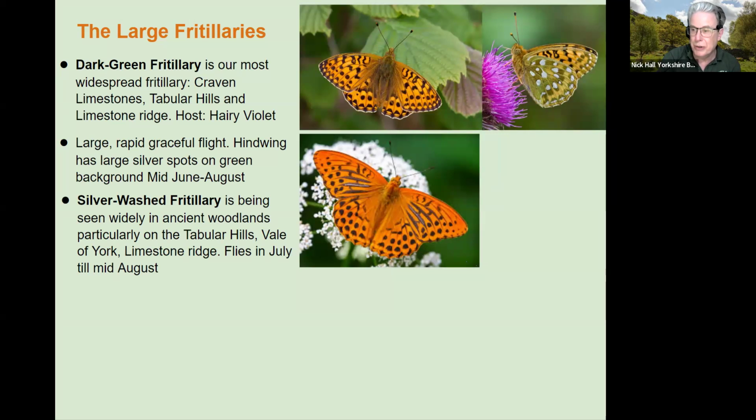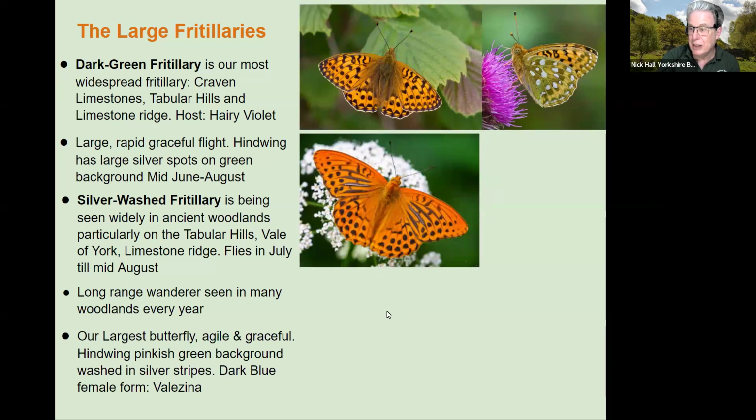I first arrived in Yorkshire about 2018 and bred up to quite big numbers in 2019 and spread out from there and now inhabits quite a lot of our ancient woodlands, particularly along the Tabular Hills, Vale of York, Limestone Ridge. Flies from beginning of July to about the middle of August. It's our biggest butterfly, a beautiful thing. Hard to describe as anything. It's a long-range wanderer as well.